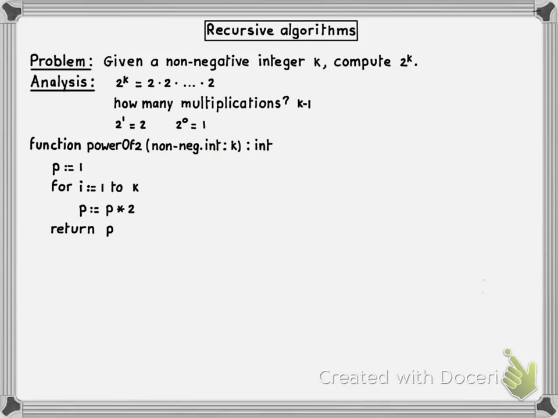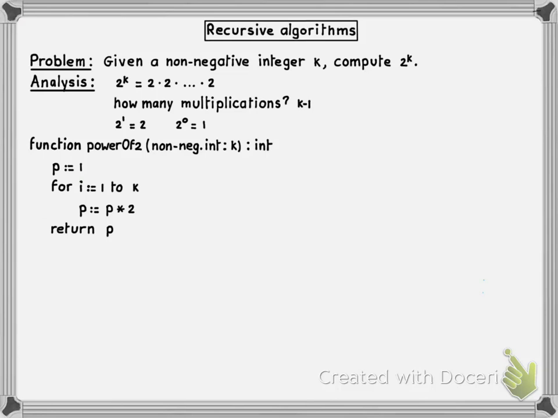Now let's go back to the topic of this lecture, which is recursive algorithms. What is a recursive algorithm? Well, by definition, it's an algorithm which refers to itself or calls itself inside of its own body. Notice this algorithm is not recursive because it does not call power of 2. This is just an iterative algorithm. It's based around a loop.